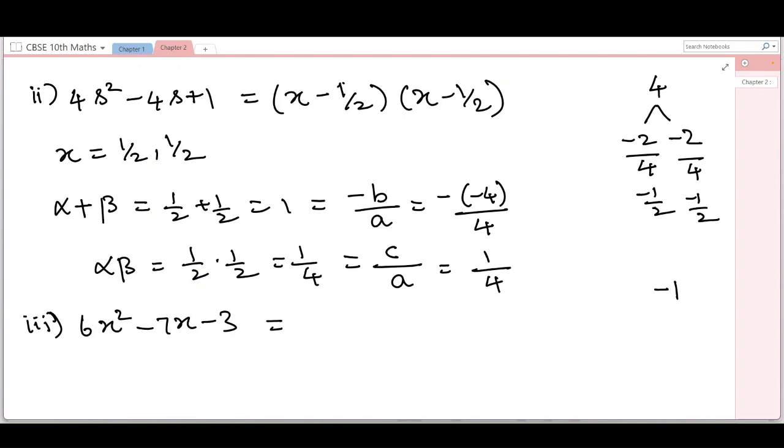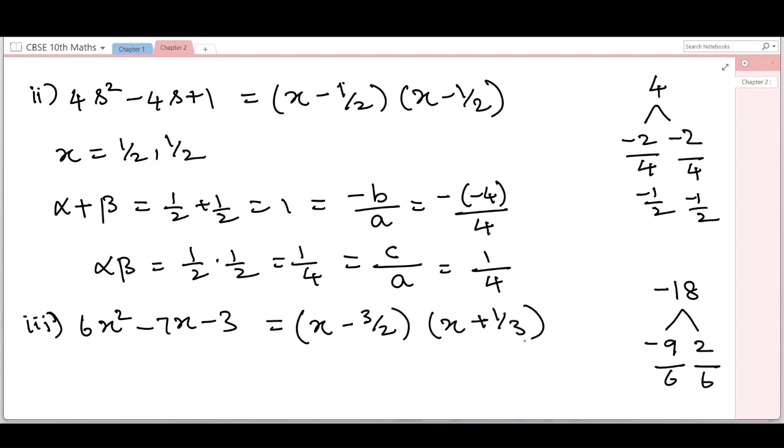Multiplying the coefficient of x square and the constant term, I will get minus 18. I have to find the roots, so that product should be equal to minus 18 and their sum should be equal to minus 7. So I will get minus 9, 2. If you add, you will get minus 7. If you multiply, you will get minus 18. If you divide it by the coefficient of x square, you will get the factors x minus 3 by 2 and x plus 1 by 3.